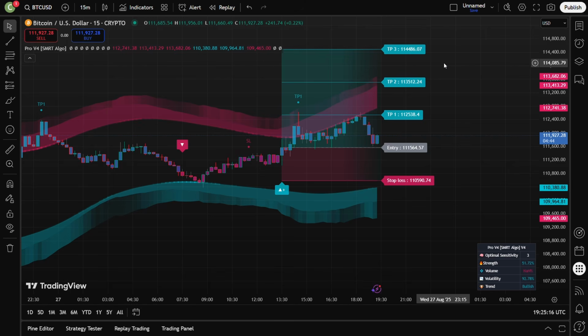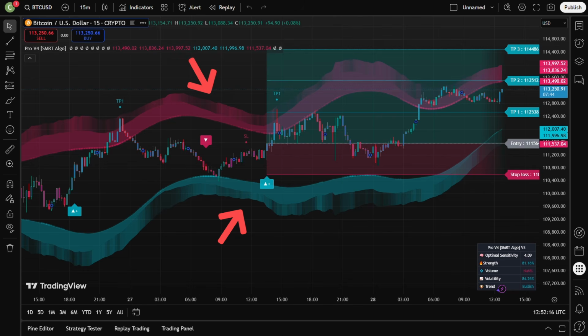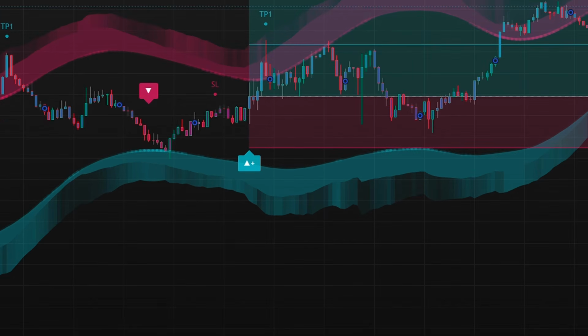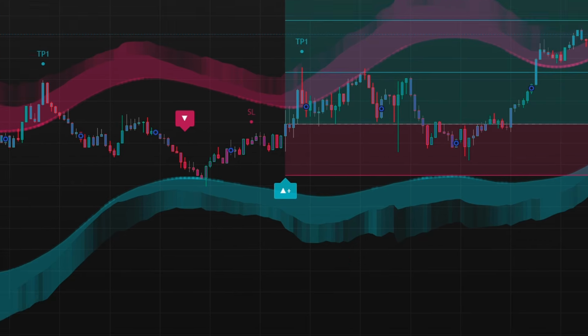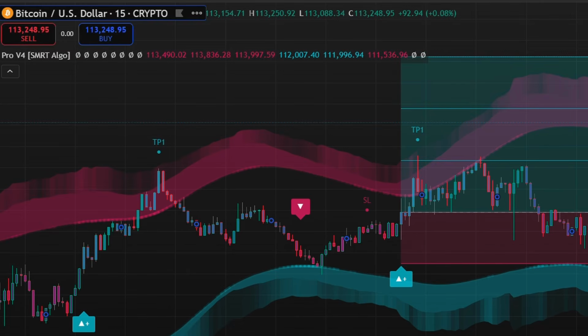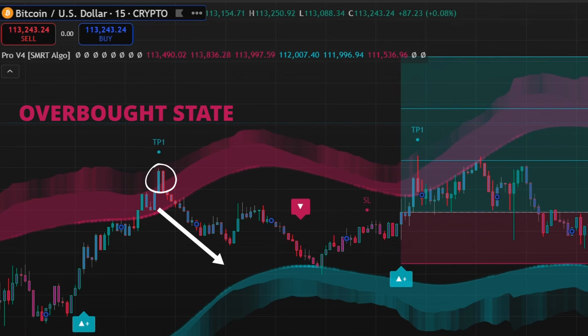After adding the Pro V4 indicator, your market will look like this. First, we have these two bands above and below the market. The blue area in the bottom indicates an oversold state on the market, meaning there's a good opportunity for a long trade. The red area on top of the market indicates an overbought state. If the market reaches this area, it means there's significant selling pressure on this market.